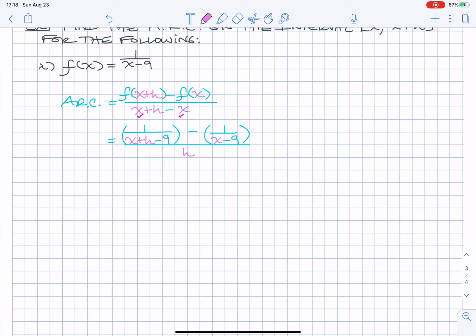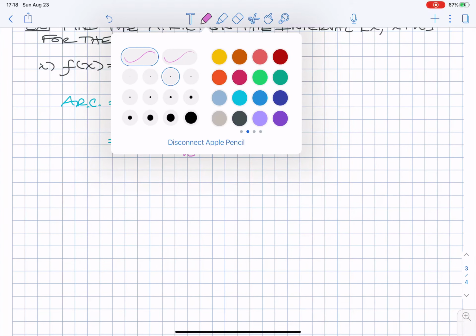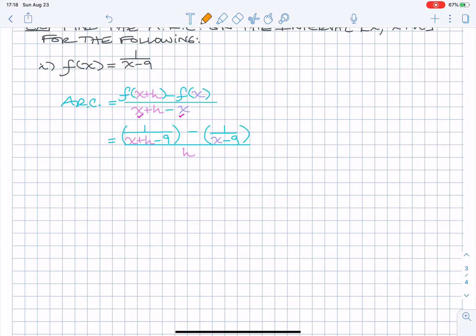Okay, this is what's known as a complex fraction. So in order to make this without fractions within fractions, what we want to do is multiply top and bottom by the LCD. That is, we want to multiply the numerator by x plus h minus 9 and x minus 9. Then we want to multiply the denominator by the same thing. So notice I'm really just multiplying by 1, because anything divided by itself is 1. So I'm not changing anything.